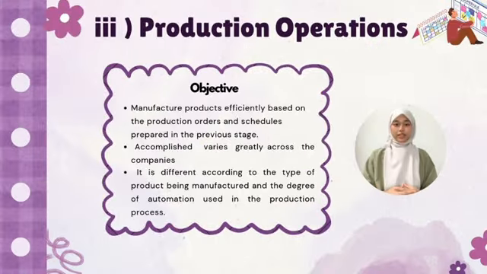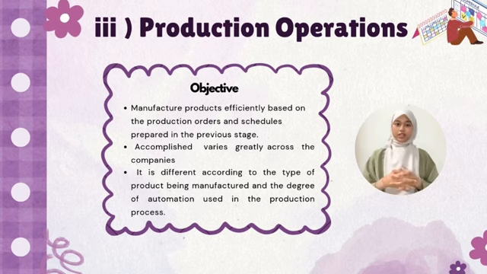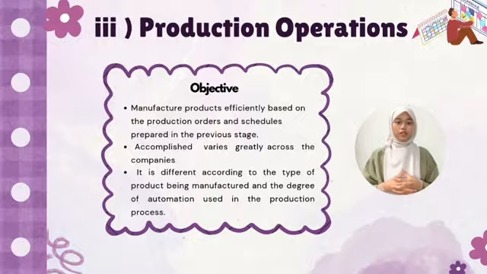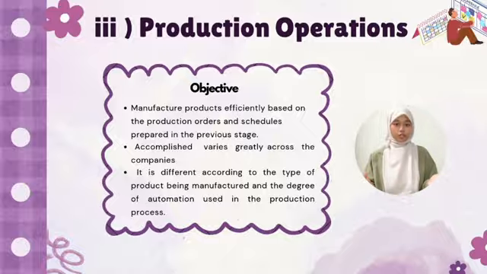Now, I will present the third activity in the production cycle, which is production operations. The main objective here is that companies want to manufacture products efficiently, following the production orders and schedules that were already prepared in the earlier planning stage. But it's important to note that how this objective is accomplished varies greatly across companies. There is no one-size-fits-all approach. It really depends on two things: the type of product being manufactured and the degree of automation the company uses in its production process.